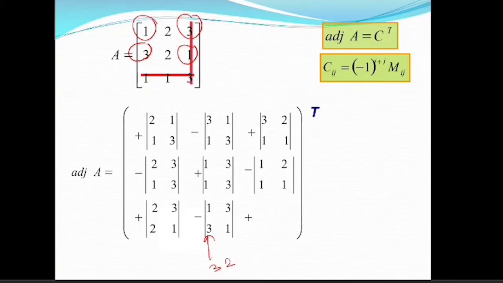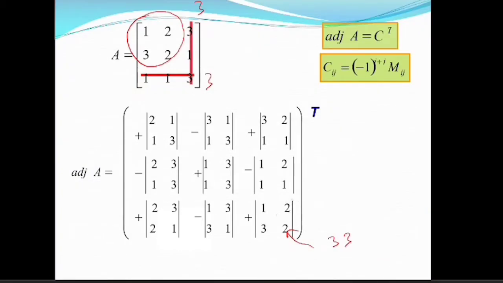And the last element is situated in the third row and third column. Delete the third row and third column and you will see your minor as 1, 2, 3, 2. Put it in the determinant form and then find your determinants.